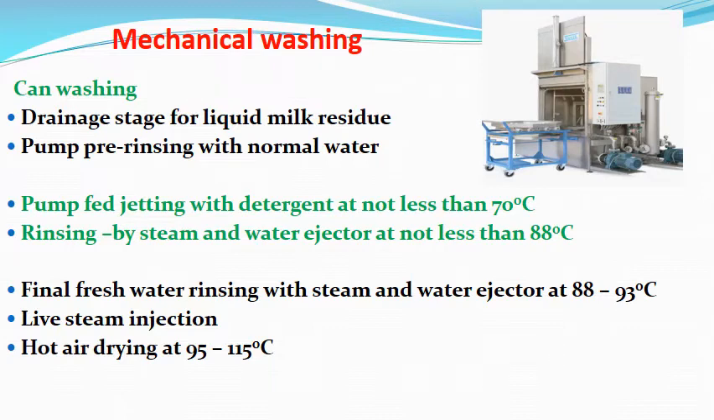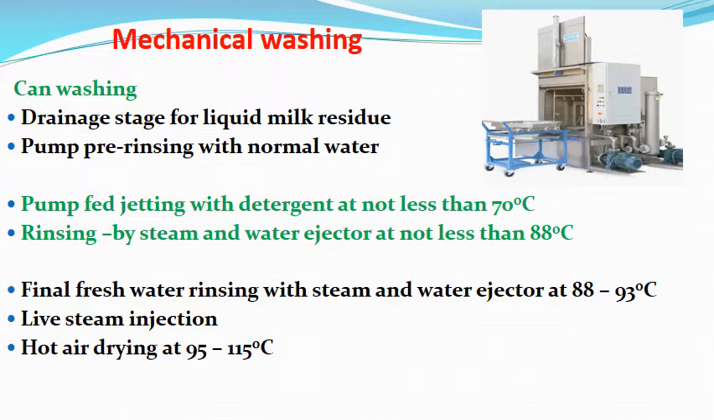First we'll discuss the washing of cans, the mechanical can washer. The first step is the drainage stage for liquid milk residue. Whatever residual milk is there should be drained. Then pump pre-rinsing with normal water. Normal water is pumped and then drained again, for every step. Then pump-fed jetting with detergent at not less than 70 degrees Celsius. So this is hot water with detergent. This is for actual cleaning and removing the dirt.